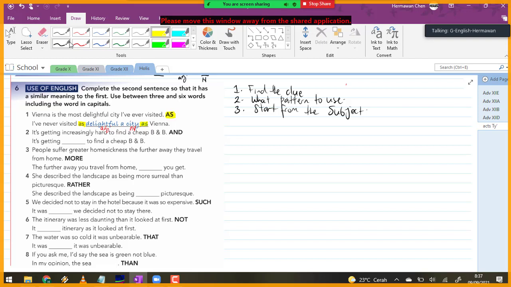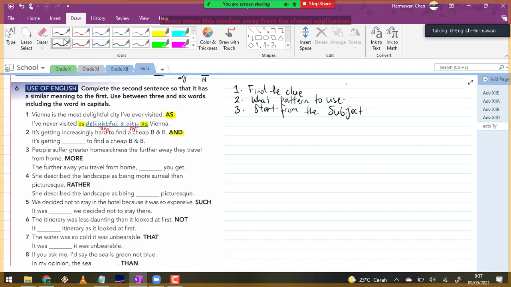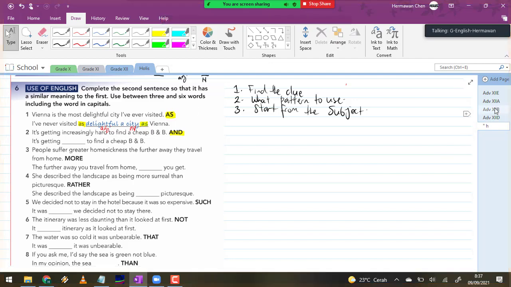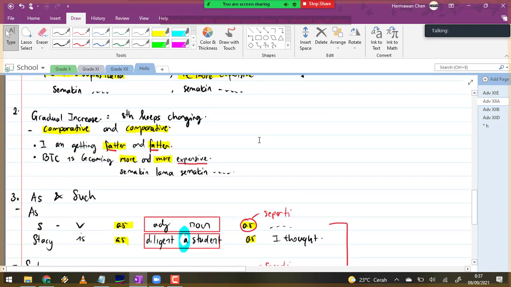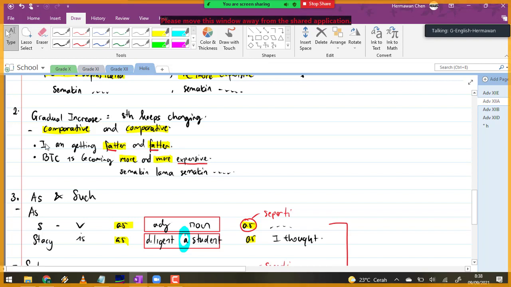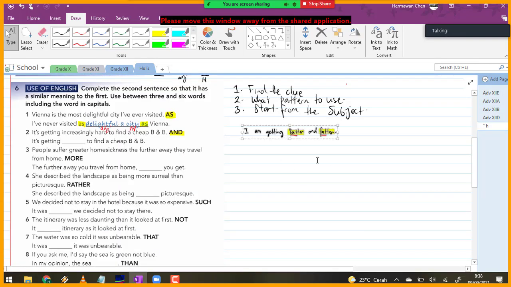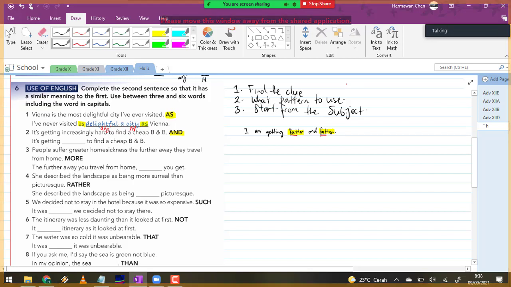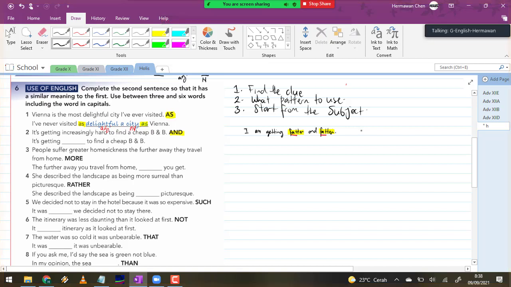Okay, now let's continue to number 2. The clue is and. Which pattern uses and? Number 2, yeah. Gradual increase. Comparative and comparative. Okay, that's the example of the pattern. Fatter and fatter. This is gradual increase, guys.